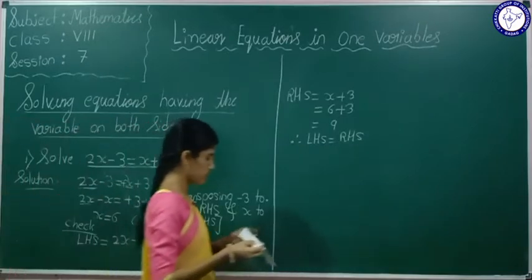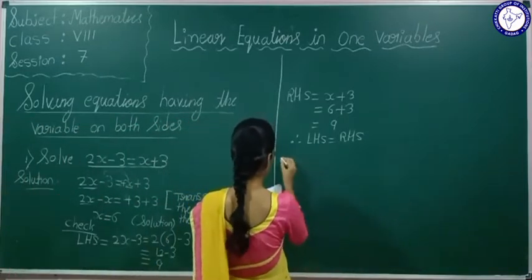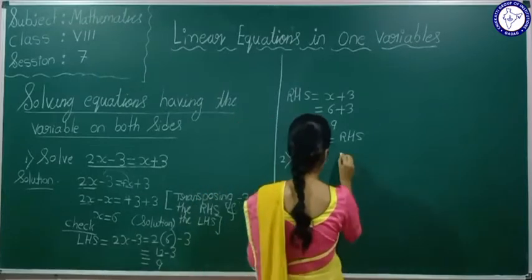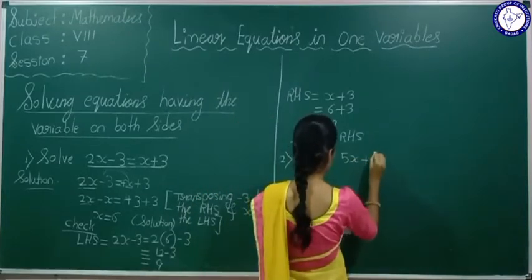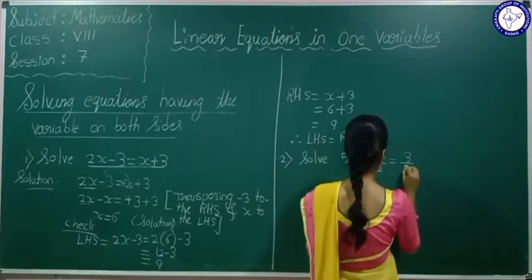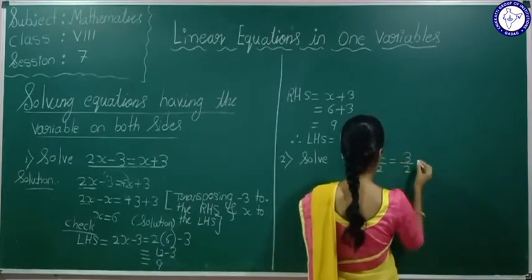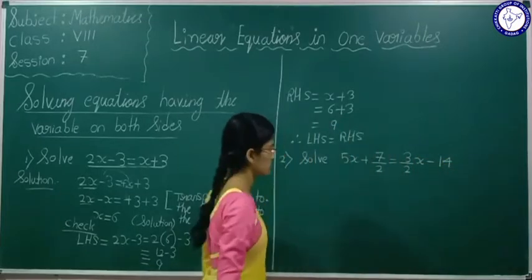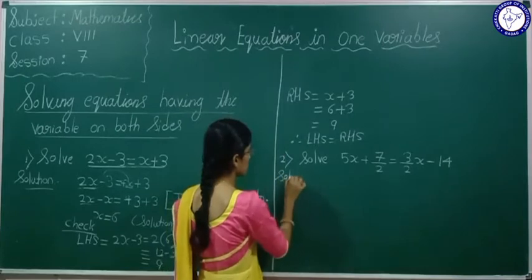One more problem we will see, that is a worked problem. Solve 5x plus 7 by 2 is equal to 3 divided by 2 into x minus 14. Okay, see the solution.